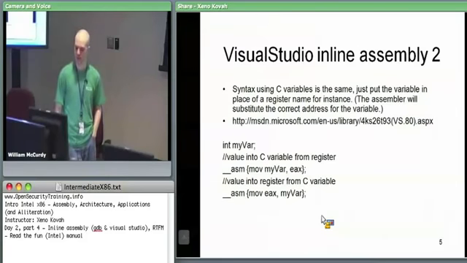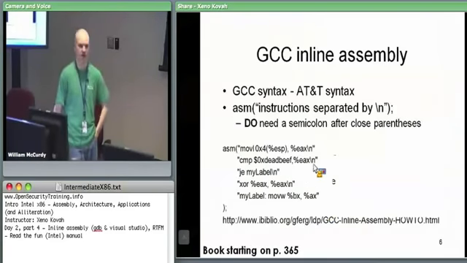All right. GCC inline assembly syntax is AT&T syntax, as we would kind of expect, because the assembler behind the scenes is expecting it. And so here we have ASM, just ASM, no underscore underscore like the previous one.